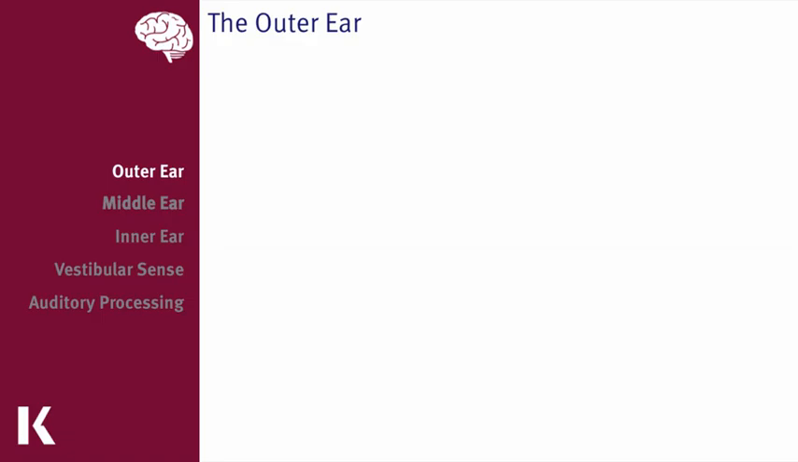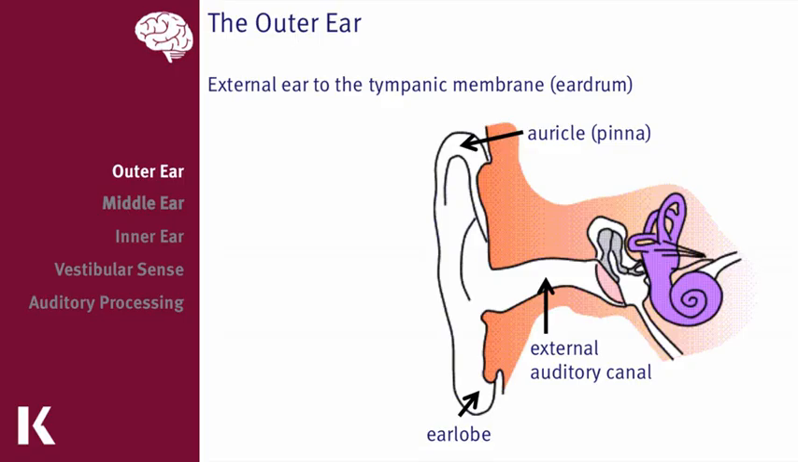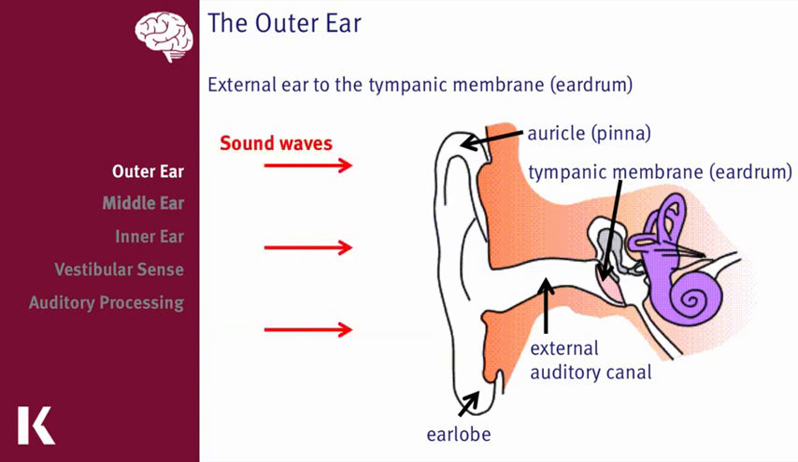Let's begin our dissection of ear anatomy with the outer ear. And there are four primary structures that we will want to know about the outer ear for test day. One being the auricle, also known as pinna, the earlobe, the external auditory canal, and the tympanic membrane, also known as the eardrum. The purpose of the external ear is to collect sound waves from our environment and to help them enter into the auditory canal where they can interact with the tympanic membrane.